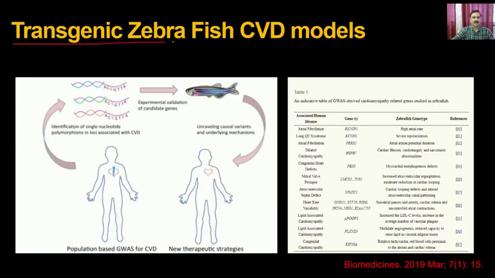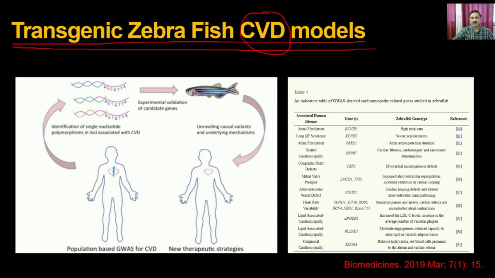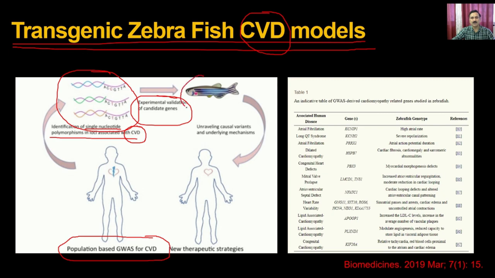Then I think you remember when we were talking about the zebrafish, the transgenic zebrafish, we discussed that there are multiple ways in which the zebrafish can contribute to developing cardiovascular disease models. When you are doing a population study for a particular human population, what you will see is that a particular type of mutation or single nucleotide polymorphism is associated with cardiovascular diseases. So you take all these mutations, you incorporate them into a zebrafish, and that's how you develop the transgenic zebrafish.